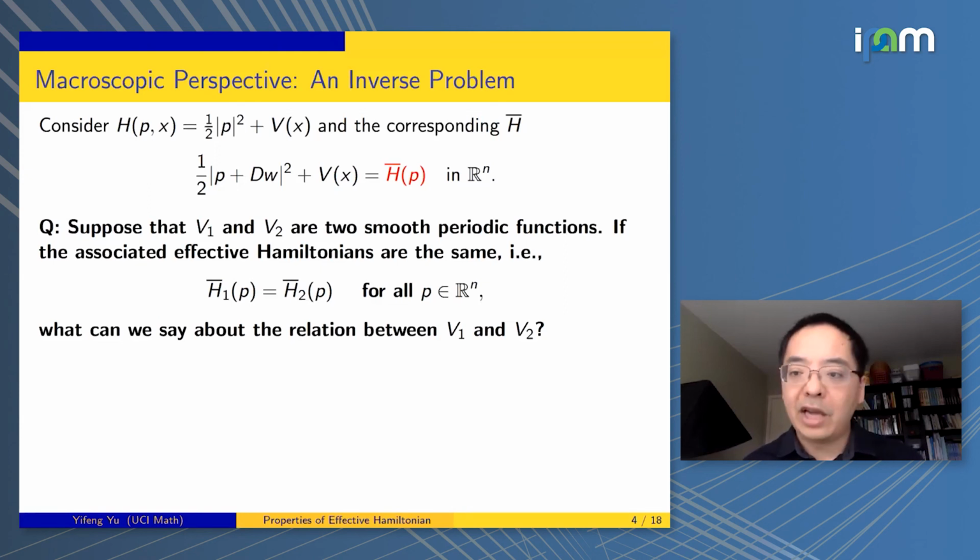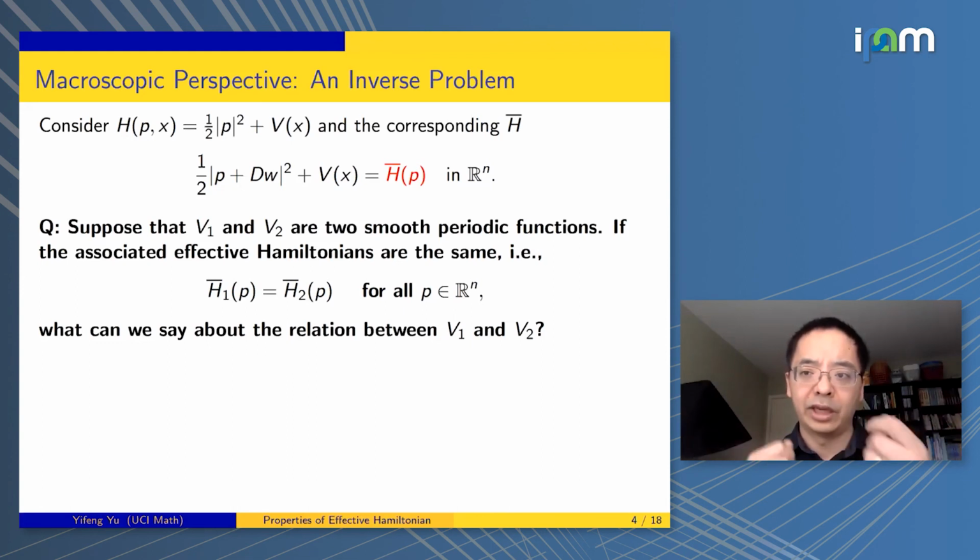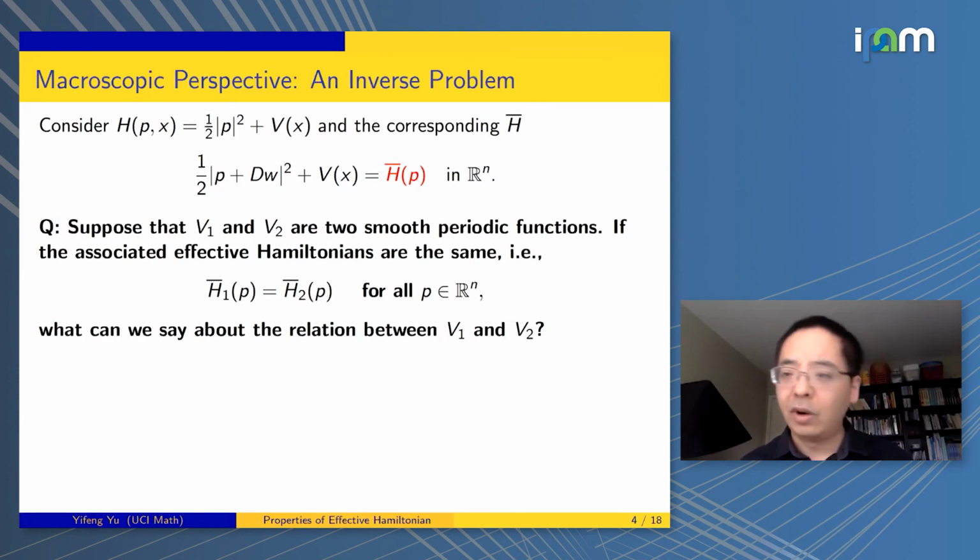If the dimension is 1, this is not hard to figure out, because in 1D we have an explicit formula of the effective Hamiltonian, expressed in terms of integration. So for 1D the answer is simple: V1 and V2 give the same effective Hamiltonian if and only if they have the same distribution. So we'll focus on higher dimensions, when the dimension is greater than or equal to 2.